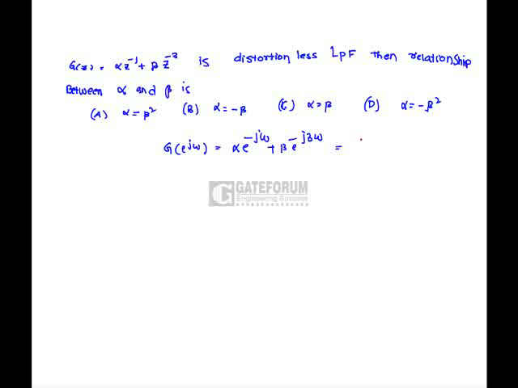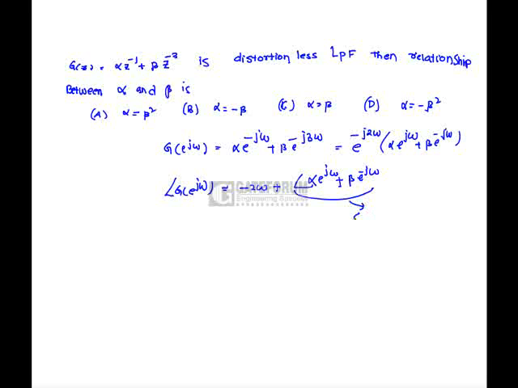If we take it as common, that is e power minus j2 omega times alpha e power j omega plus beta e power minus j omega, it means the angle of G of e power j omega is nothing but minus 2 omega plus the angle of alpha e power j omega plus beta e power minus j omega. This phase must be a constant or 0. The angle of this must be constant or 0.